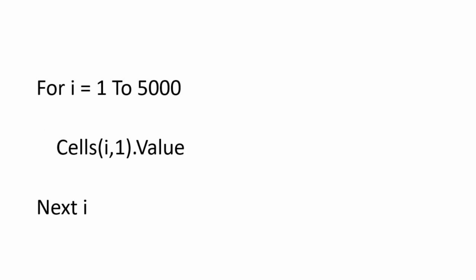Why do professional developers love using cells? Suppose you want to loop through 5,000 records. Can you write Range A1, Range A3 up to Range A5000? Of course not. Instead, you can write it this way: For I = 1 to 5,000, Cells(I, 1).Value. Now VBA can change the rows automatically. This is why using cells is ideal for loops and dynamic applications.